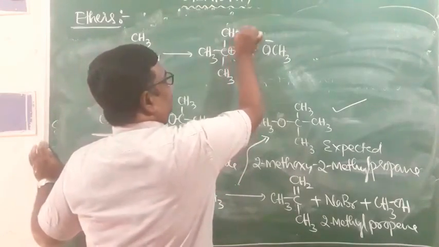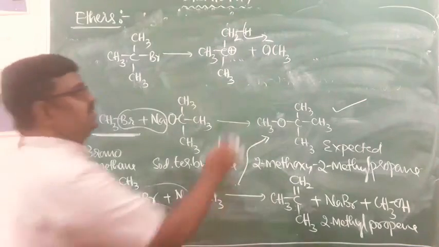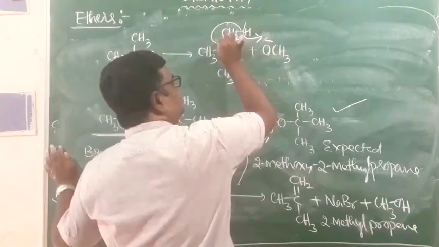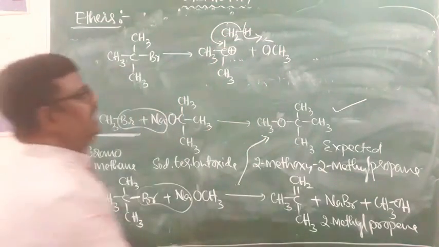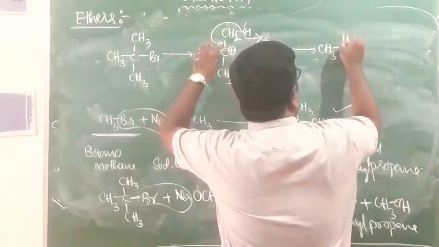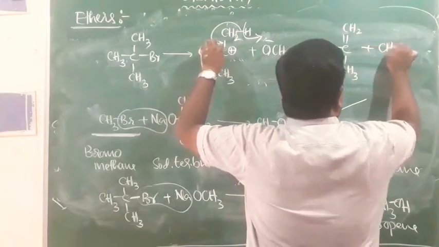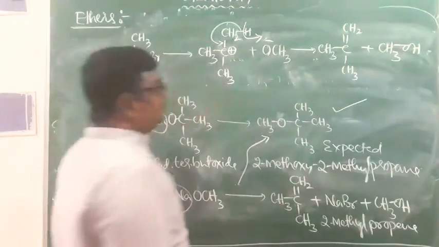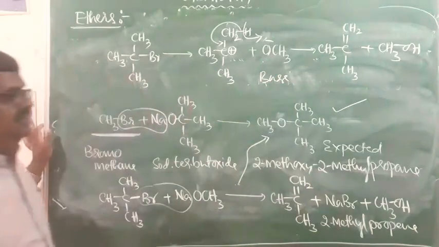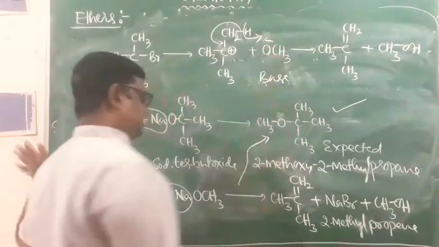This OCH3 minus will absorb H plus. Now sigma electrons are moving towards this. Again, we're going to get CH3, and of course single bond is converted to double bond, plus CH3OH. Now here it is acting like a base, because base absorbs H plus.